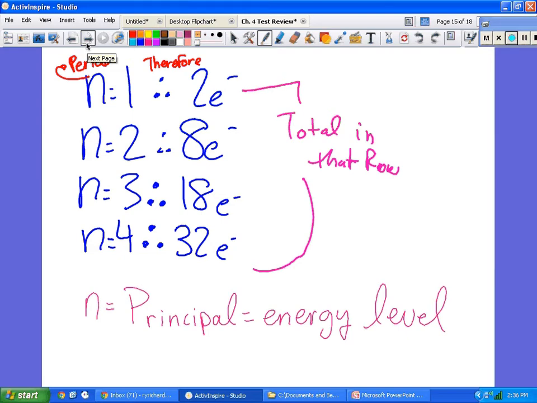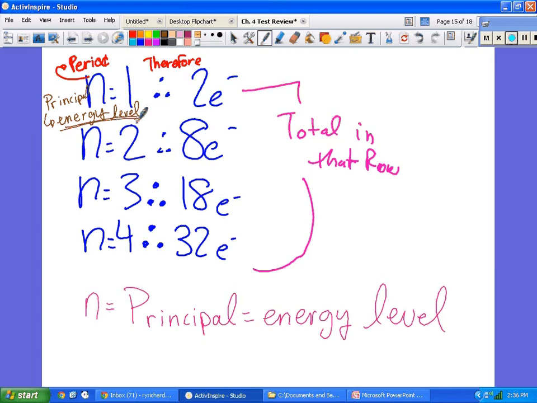We're talking about the period, and really remember, N is the principal, which means the energy level. That's the key to this, is you must know this terminology, that it's the energy level. That's where you will struggle if you don't know the terminology.